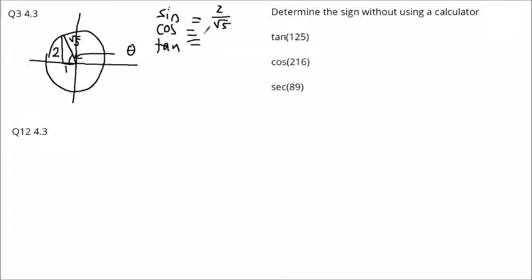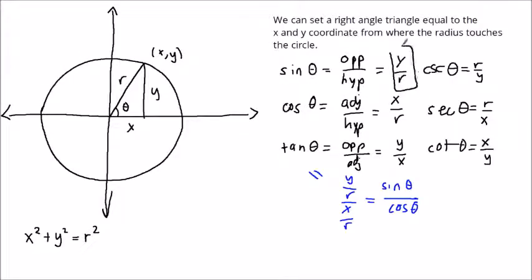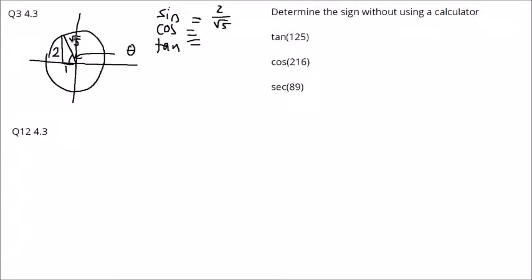Is it positive or negative? Well, we already determined that the sine is y over r. The y value isn't negative, neither is the radius. The radius can't ever be negative. So since the y value isn't negative and the radius isn't negative, it's positive. How about cosine? Cosine is adjacent over hypotenuse, 1 over square root of 5. But is cosine negative? Well, cosine is negative, because the x coordinate was negative. It's -1, so it's -1 over square root of 5.